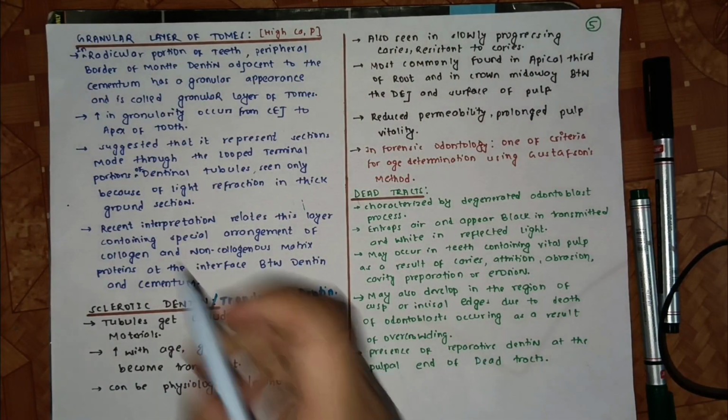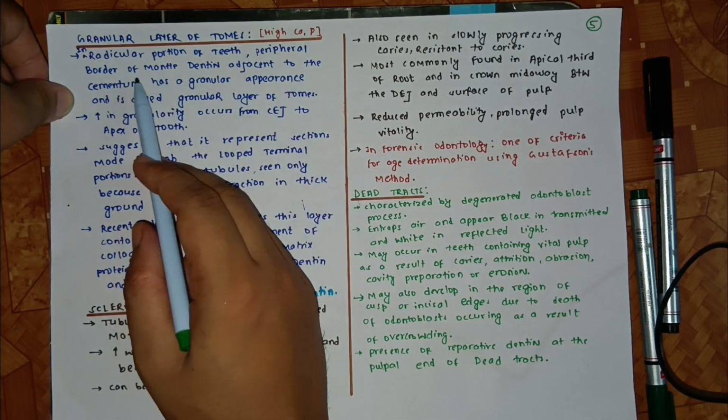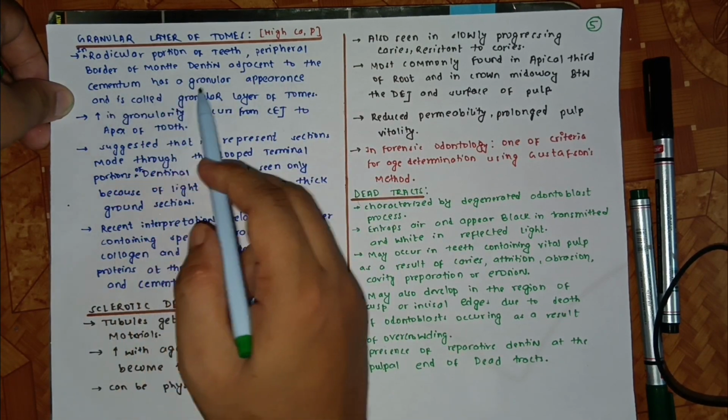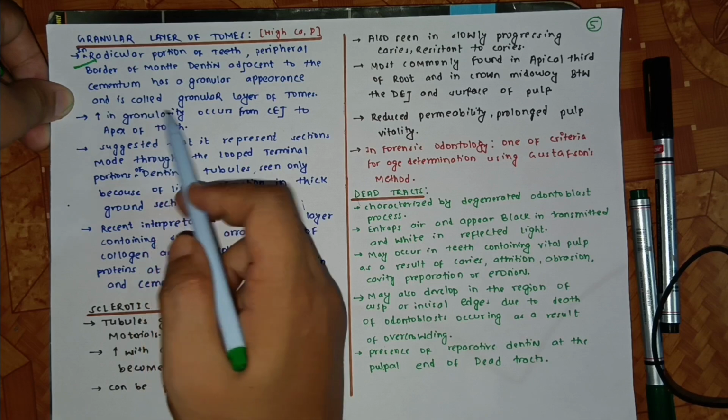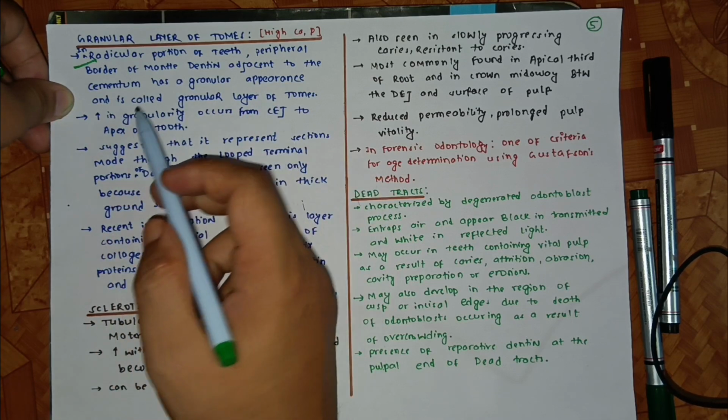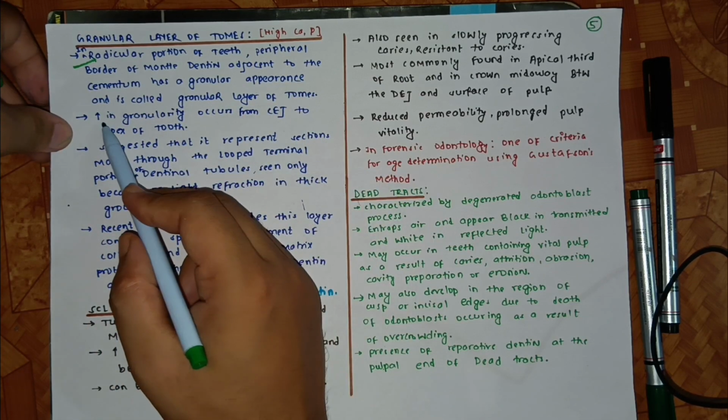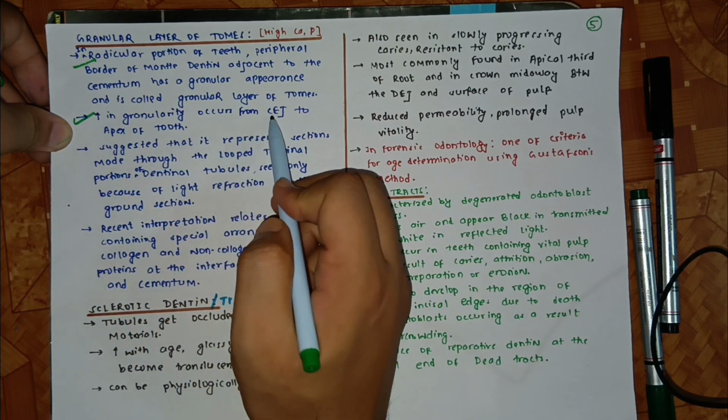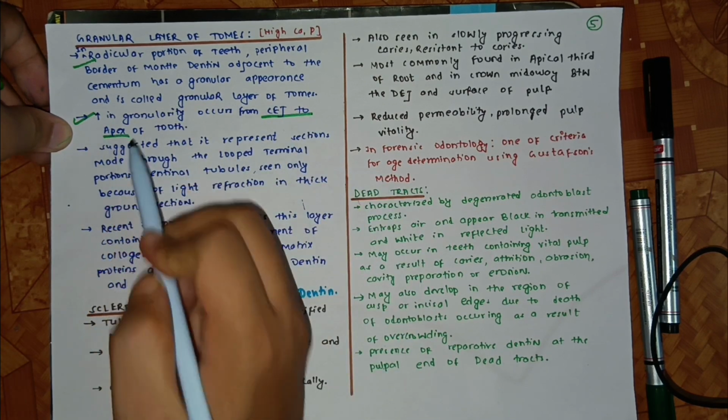In the radicular portion of the teeth, the peripheral border of the mantle dentin adjacent to the cementum has a granular appearance, and this layer is called the granular layer of Tomes. The granularity increases from the cemento-enamel junction towards the apex of the root. So this is important here.